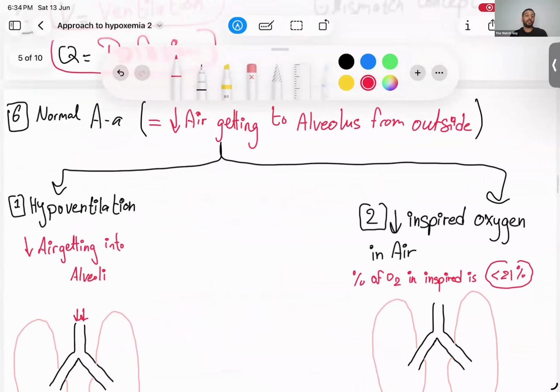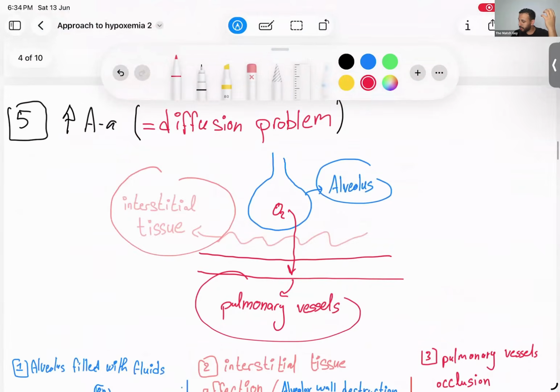Now, let's go to the easier part. Normal AA gradient, but still the patient is hypoxemic. We said that the patient is hypoxemic when the partial pressure of oxygen in the arteries is less than 60. So the patient has a partial pressure of oxygen less than 60. However, the AA gradient is normal. Why is the AA gradient normal in those patients? Because the process of diffusion is not affected.